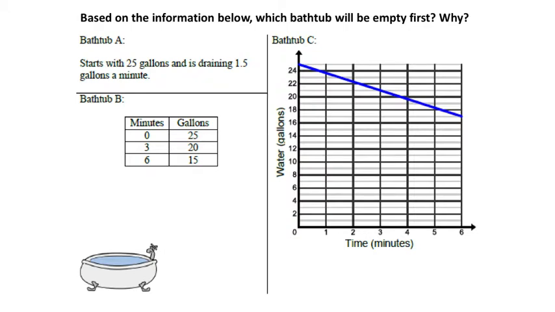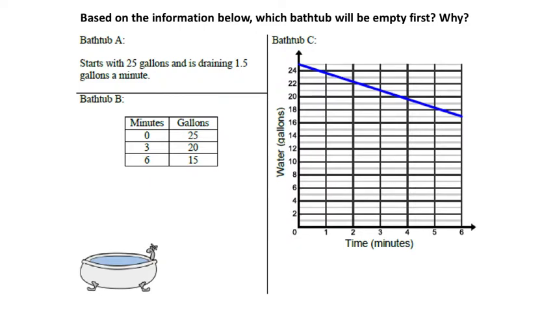We got 3 different bathtubs, A, B, and C, and it's just asking which of these bathtubs is going to be empty first. Now, just so we understand what we have here, we've got 3 different bathtubs, but there are 3 different scenarios. The first bathtub, it just tells us in words, starts with 25 gallons and is drained 1.5 gallons per minute. That's nice. Bathtub B, however, is given in a table, and then bathtub C right here is given in a graph.